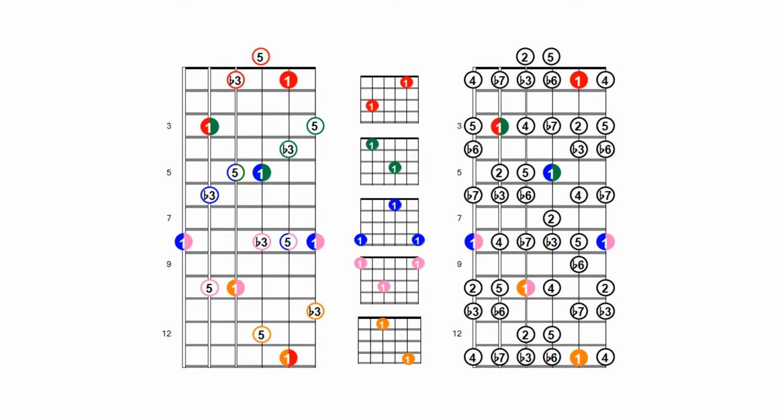We use the CAGE system to divide the fretboard into 5 easy-to-navigate positions. You will find that there are 5 CAGE shapes for the natural minor scale.